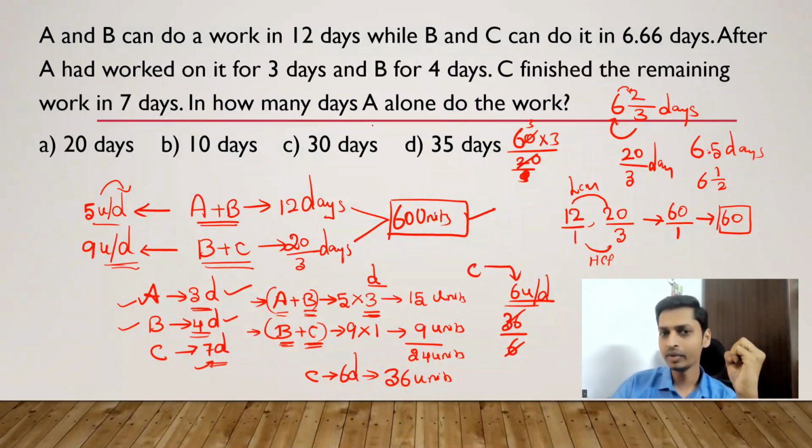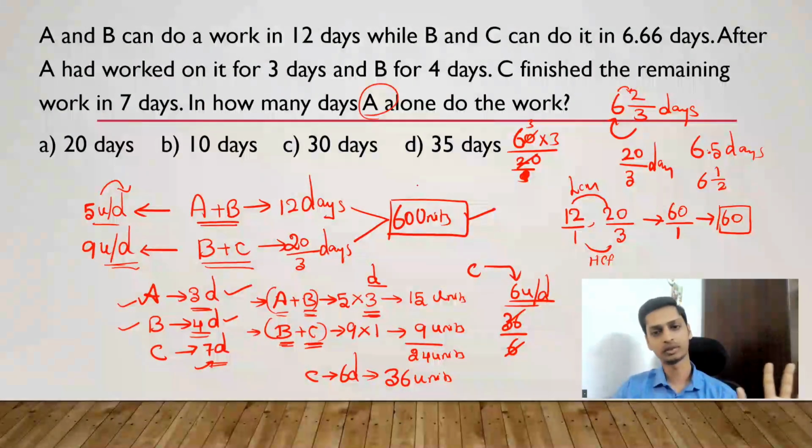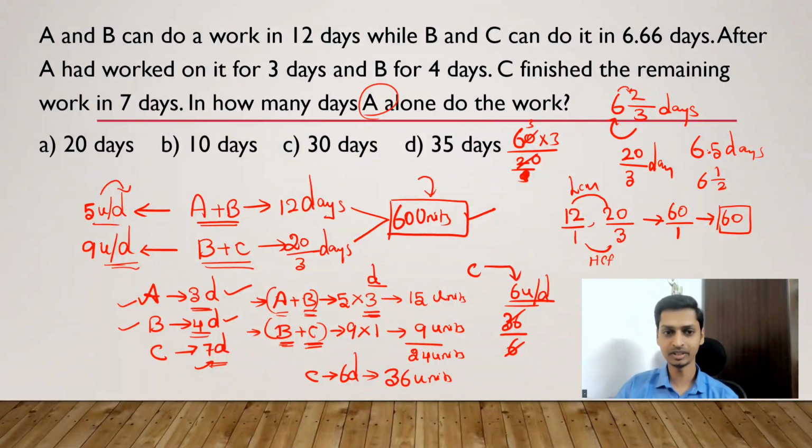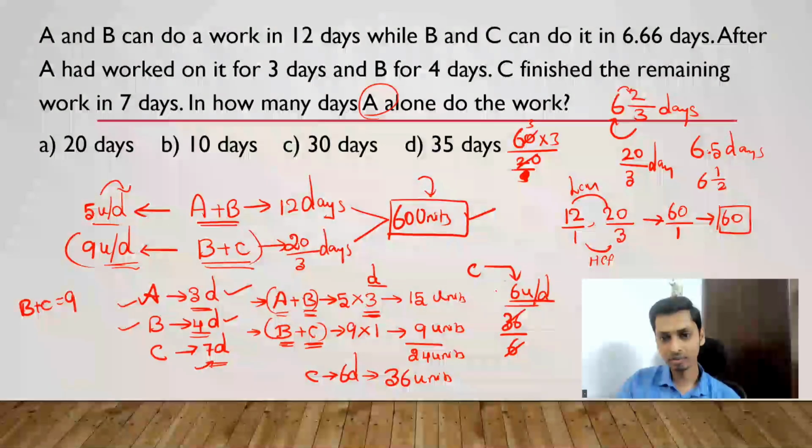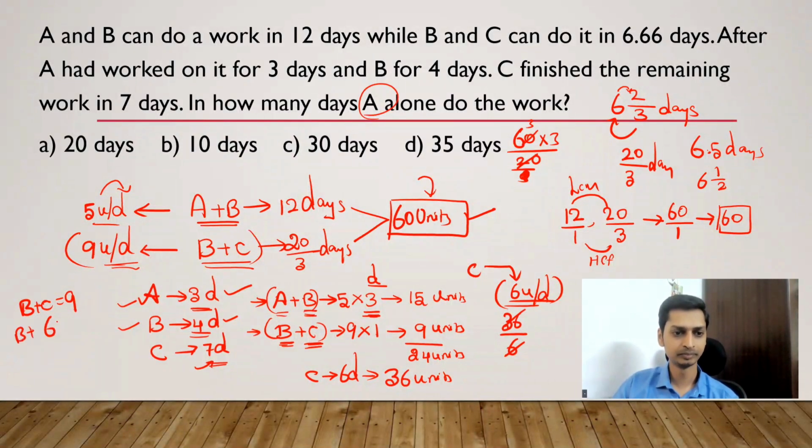Now, my question is, in how many days can A alone do the whole work? The whole work is 60 units, right? We know C's efficiency is 6 units per day. If you look at the second equation, B and C together will complete 9 units. Out of that, C could complete how many units? C's efficiency is 6 units. Then B will complete how many units? 3 units. So 3 units per day is B's efficiency.